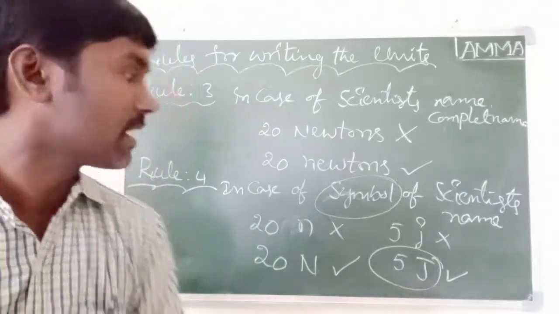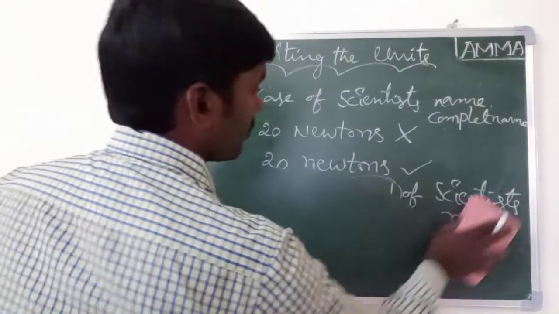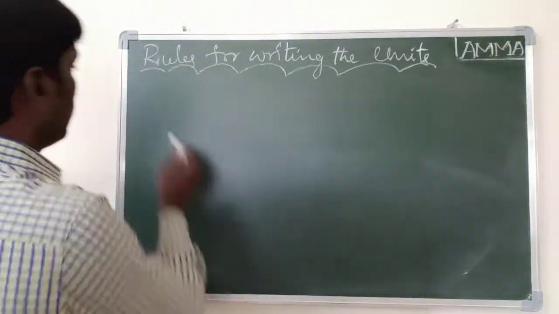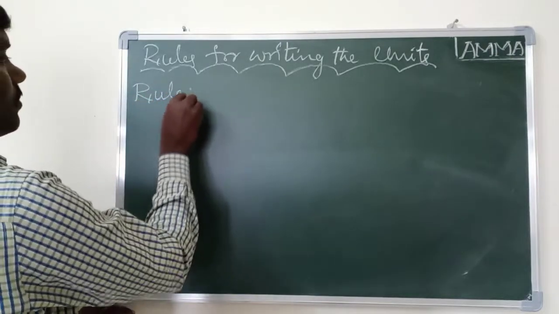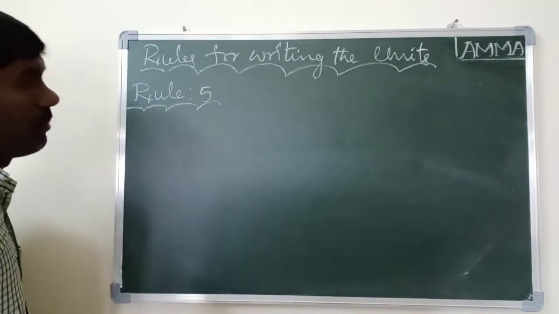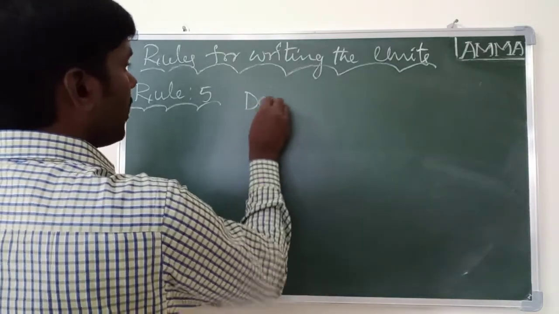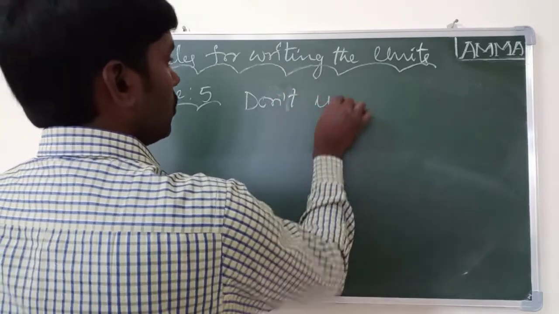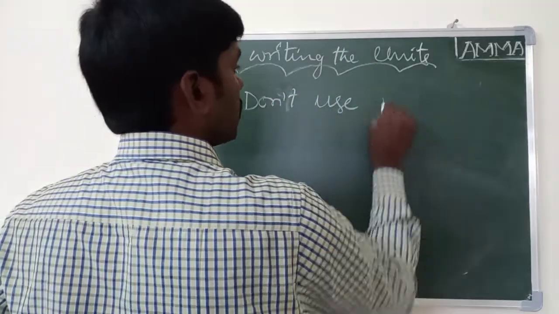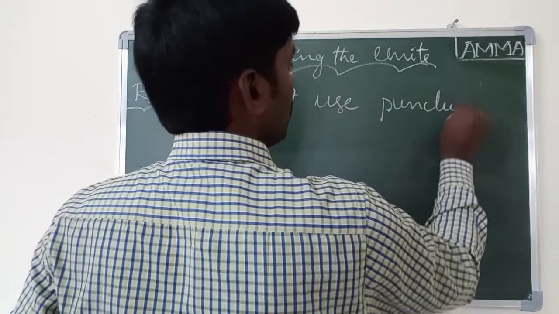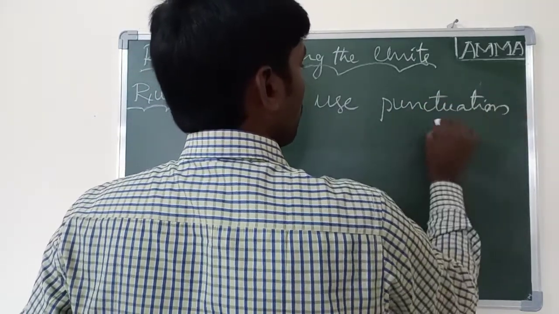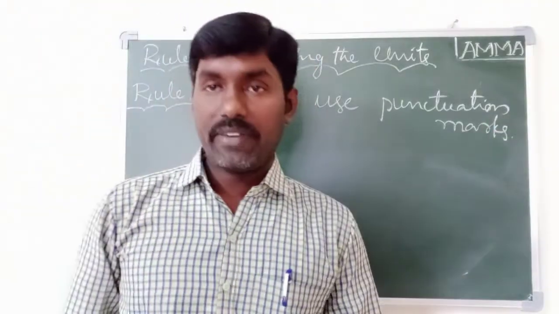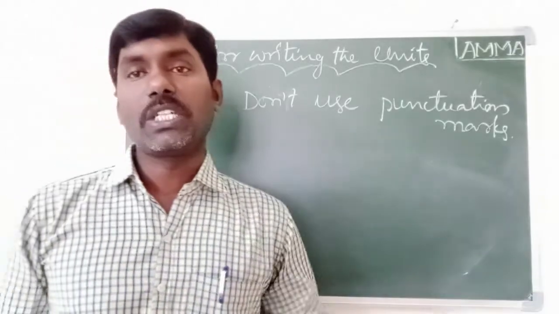Okay, students? The next one, rule number 5. What is rule number 5? Don't use punctuation marks. Means full stops, commas, apostrophes, exclamations. These are the punctuation marks only.